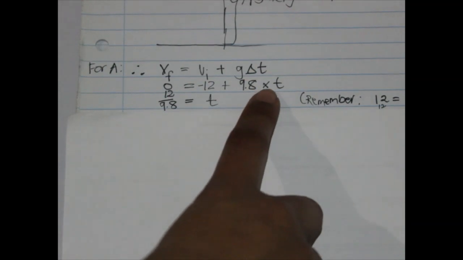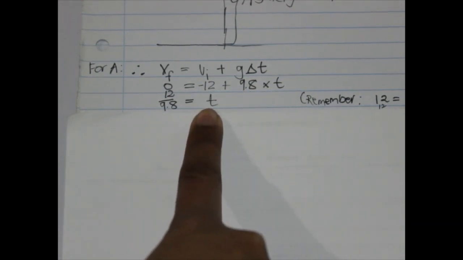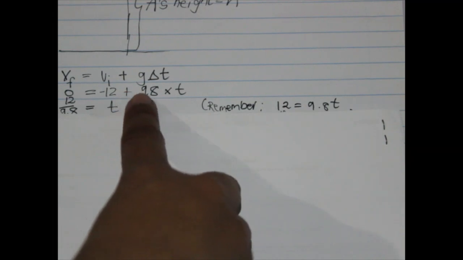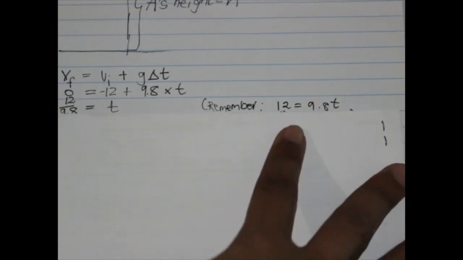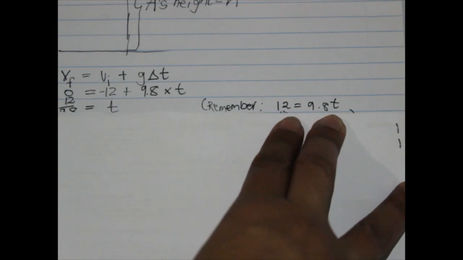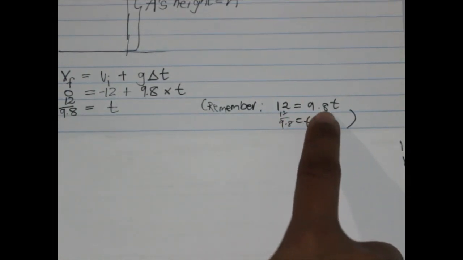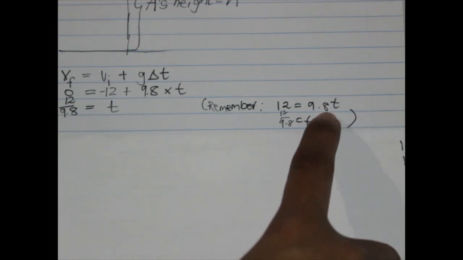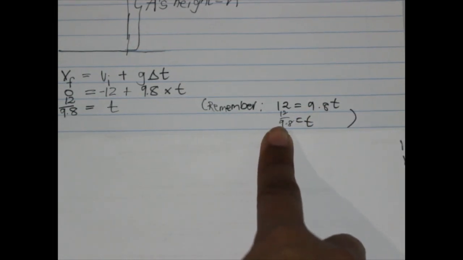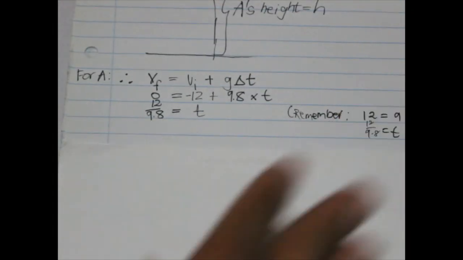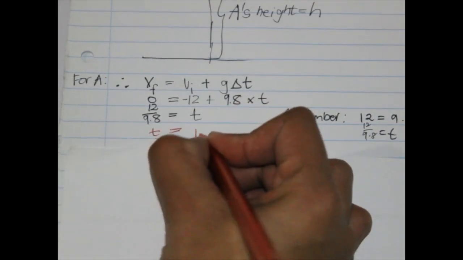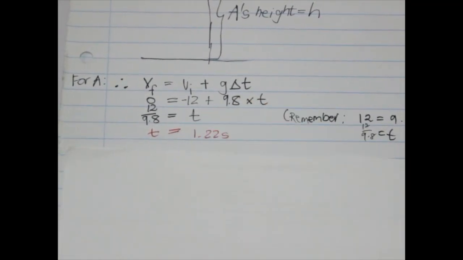Then we isolate our time. Remember that when 12 is brought over to the other side, our equation will look like this. And then because this is 9.8 multiplied by time, on the other side it becomes divided by 9.8. So therefore our answer will be time equal to 1.22 seconds.